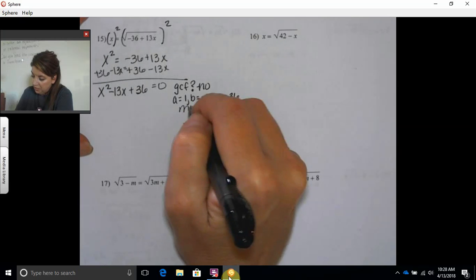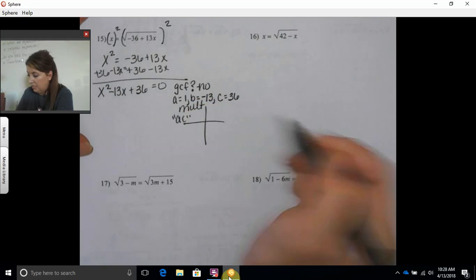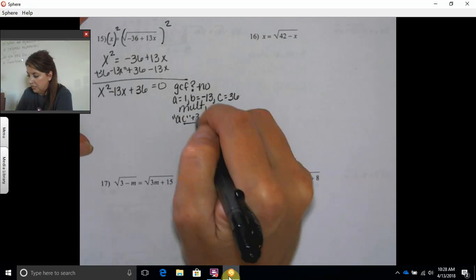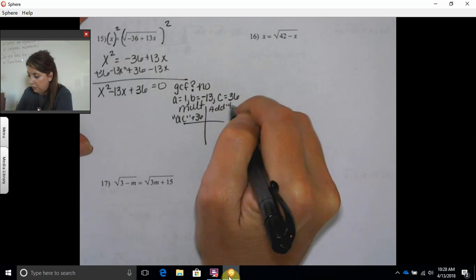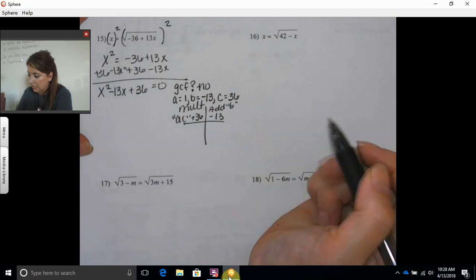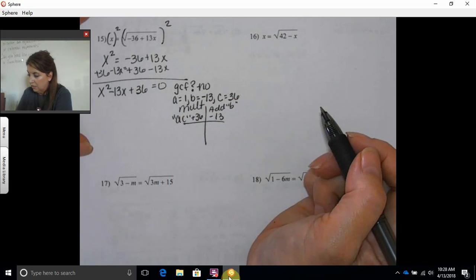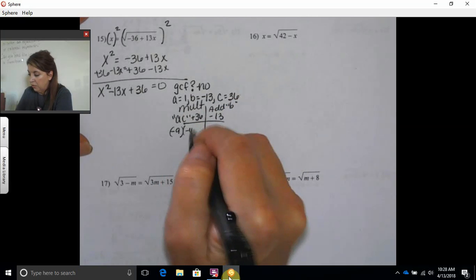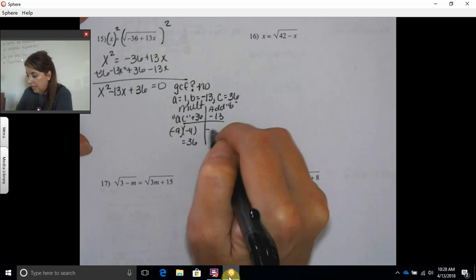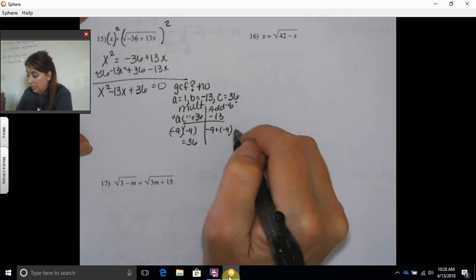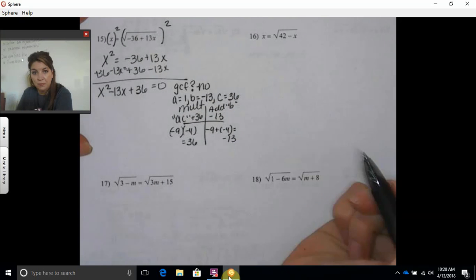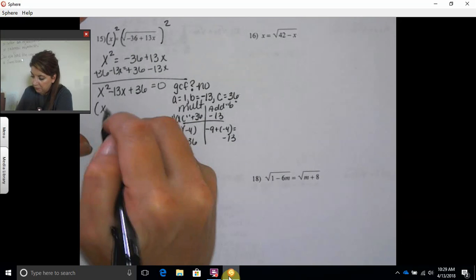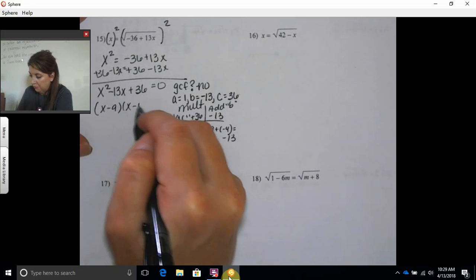I need two numbers that multiply together to give me A times C, which is positive 36, and then add to get B, which is negative 13. Negative 9 times negative 4 is positive 36. Negative 9 plus negative 4 is negative 13. Sweet. So my factors are x minus 9 and x minus 4.